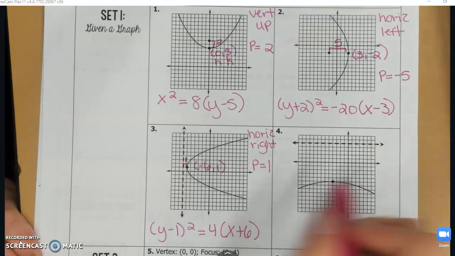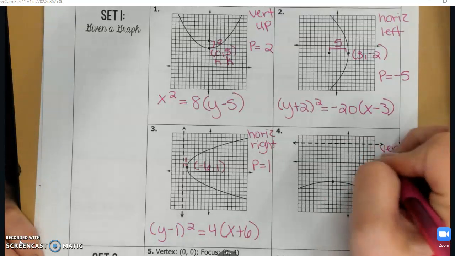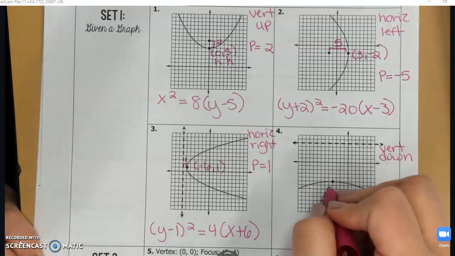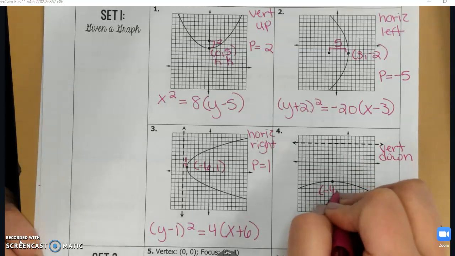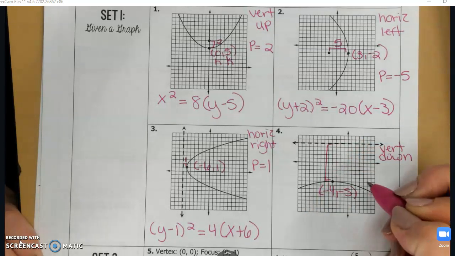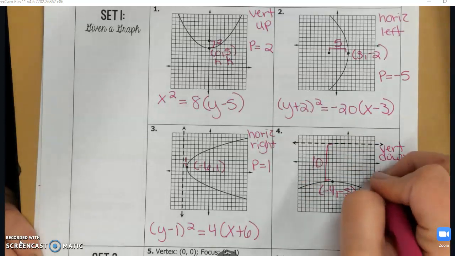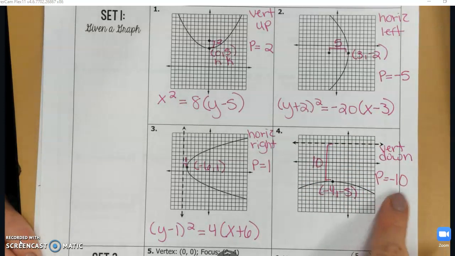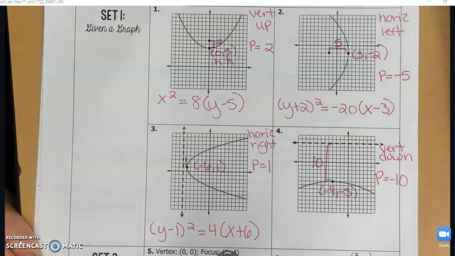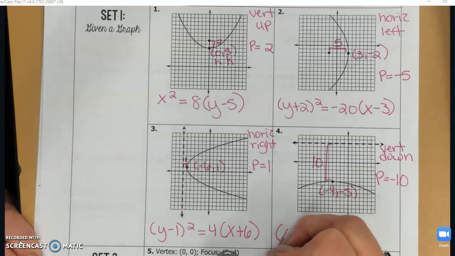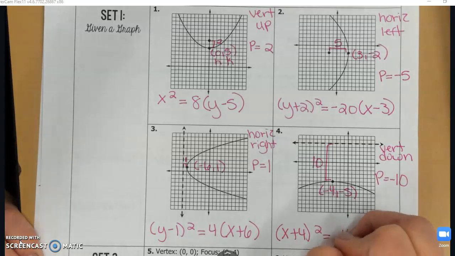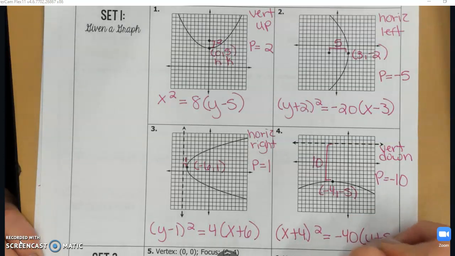Okay, last one for graphing. Again, parabola and directrix. This one is vertical opening downward, so I know P has to be negative, whatever it is. My vertex is right here at the point -4, -5. And my distance from that vertex to the directrix is 10. So P is -10. Again, it's negative because we're opening downward. So there's my vertex, that's P. Let's plug it into our vertical parabola equation. X plus 4 squared equals -10 times 4 is -40 times y plus 5.